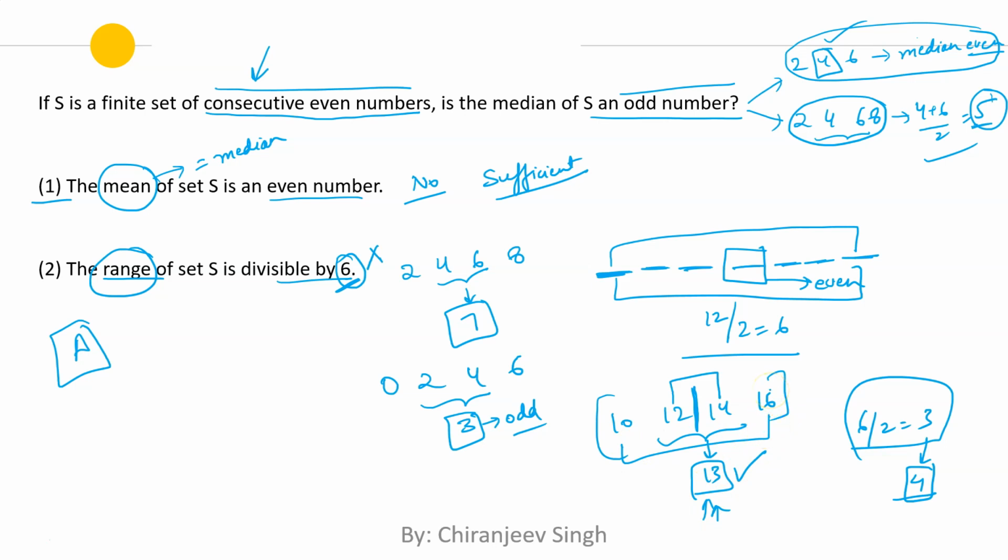So essentially, whenever we have the range as 6, or whenever we have actually an even number of elements, right, now I can generalize it. So I'm thinking not just limited to the given question, I'm thinking in terms of patterns. Whenever I have an even number of numbers in the set, the median is always going to be an average of the middle two numbers, and the average of the middle two numbers is always going to be the number between them, which is going to be odd.